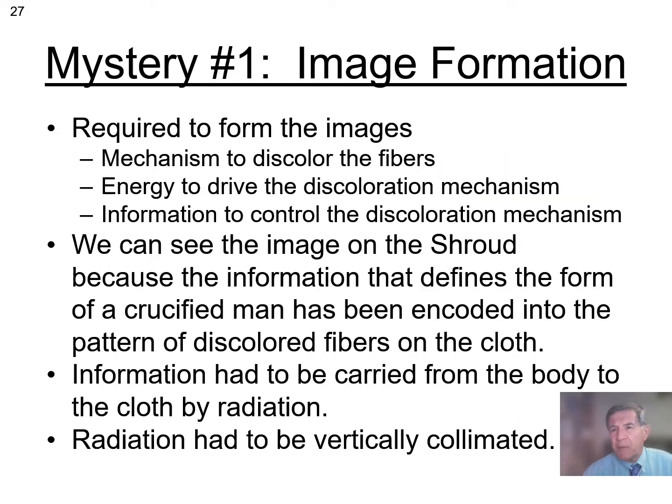I will now discuss my hypothesis for explaining the 3 main mysteries of the shroud, starting with how the front and dorsal images were formed on the shroud. This is mystery number 1. 3 things are needed to form the image: 1, a mechanism to discolor the fibers, 2, energy to drive the discoloration mechanism, and 3, information to control the discoloration mechanism.